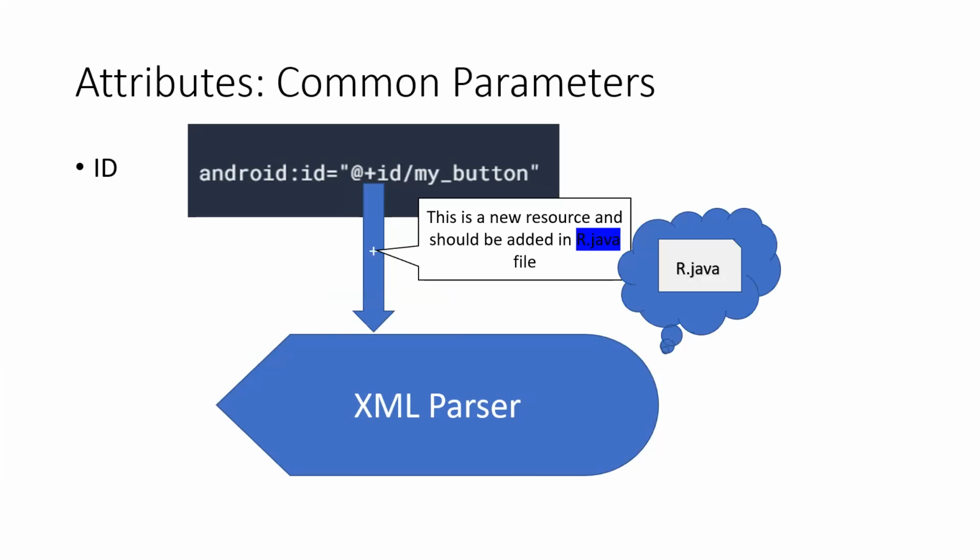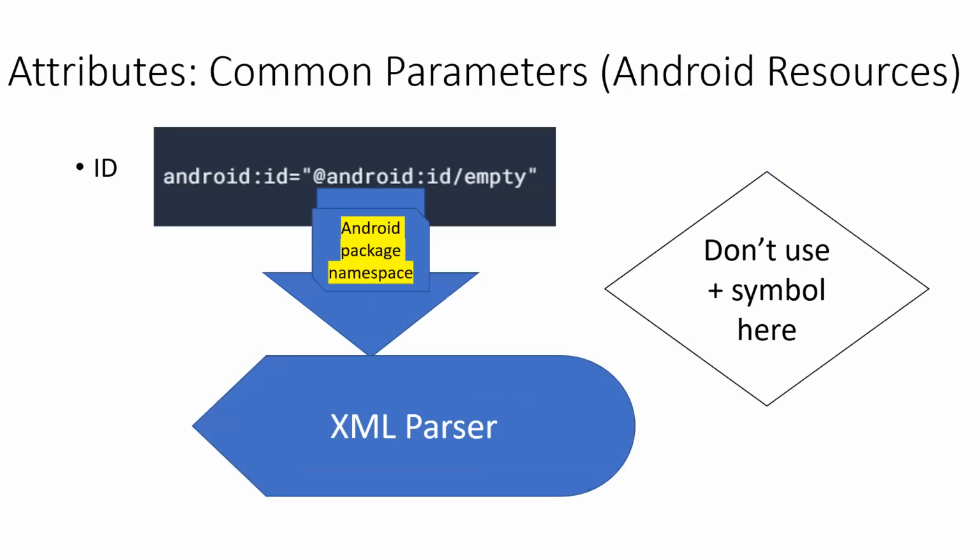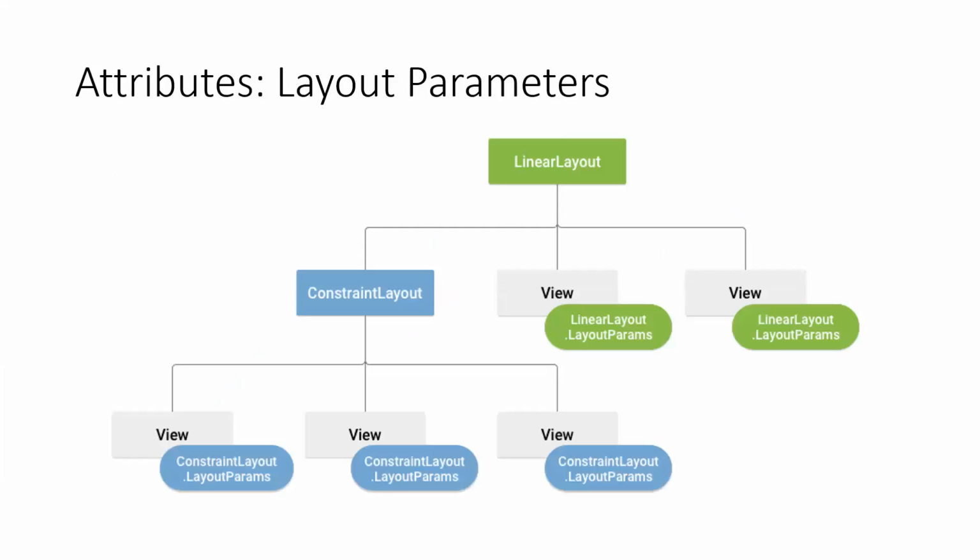And this plus symbol means that this is a new resource. It should be added in the R.java file. Then there are other resources which are not new, which are already there, built-in resources. For them, do not use this plus symbol. Use the plus symbol only if the resource is a new resource. Layout parameters are not the common parameters. They are only specific to the layout.